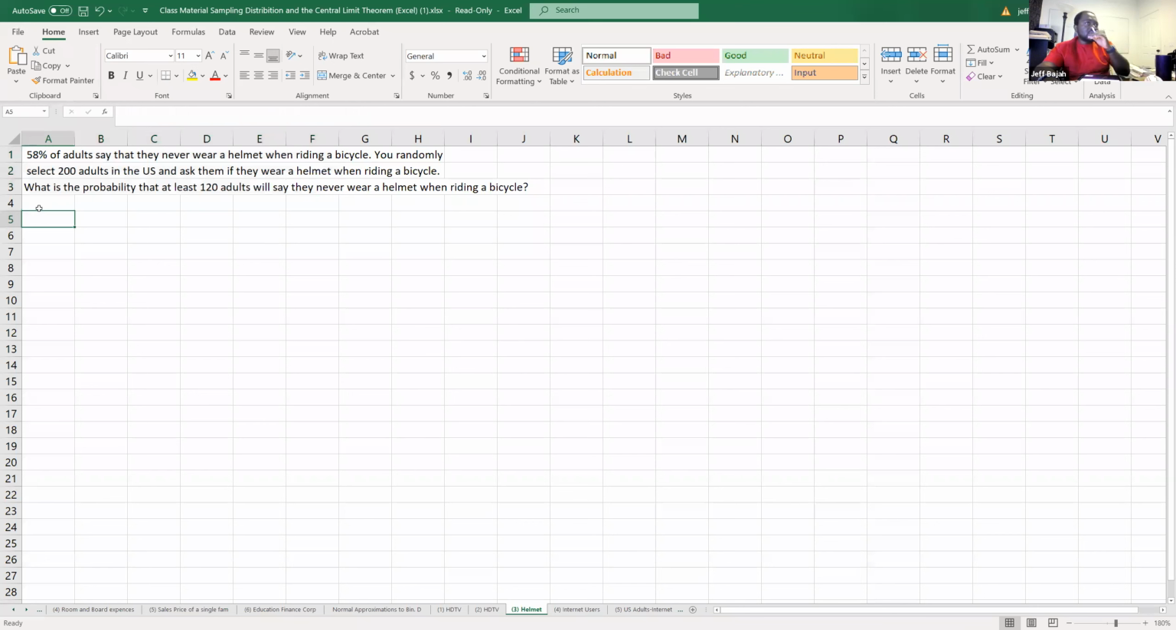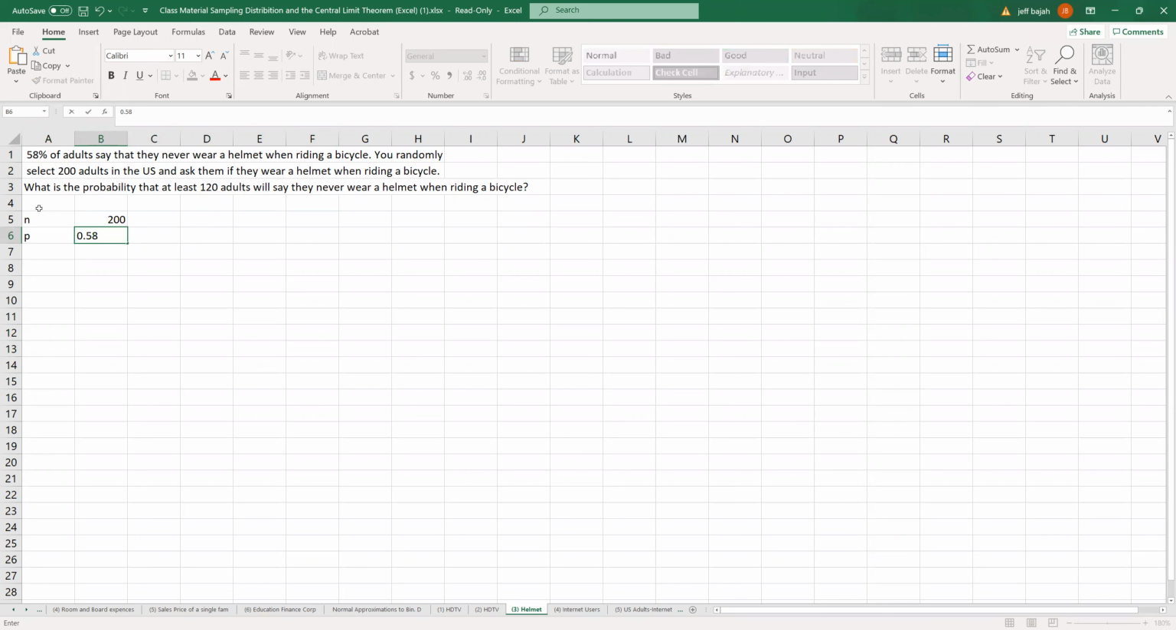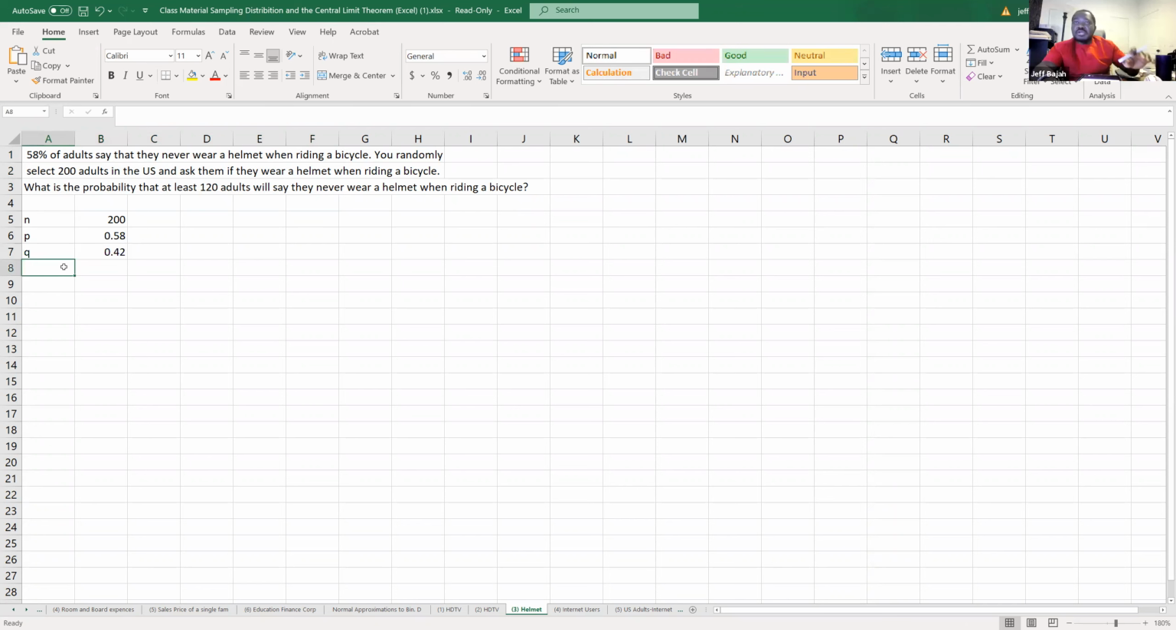Right? So let's look at this one. All right. So Reese, what's N here? N would be 200. Okay. What's P? 0.58. All right. What's Q? It's going to be 1 minus 0.58, which is 1.42 or 0.42. Man, look at you on the roll.